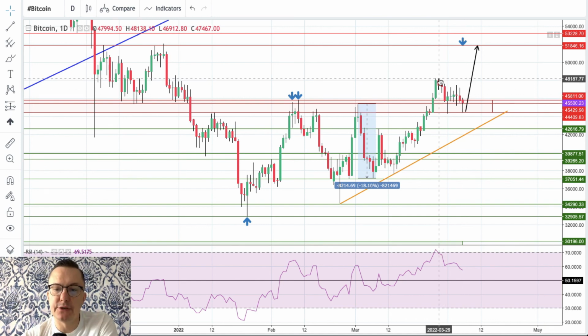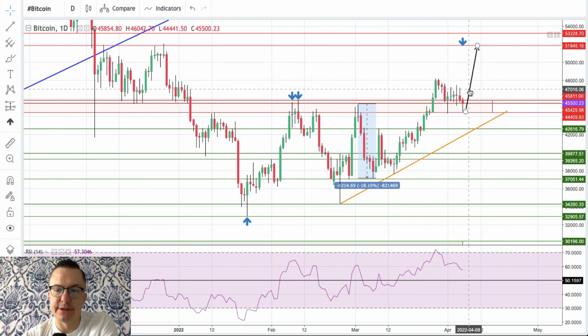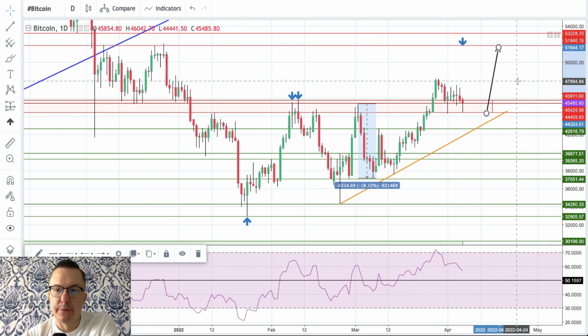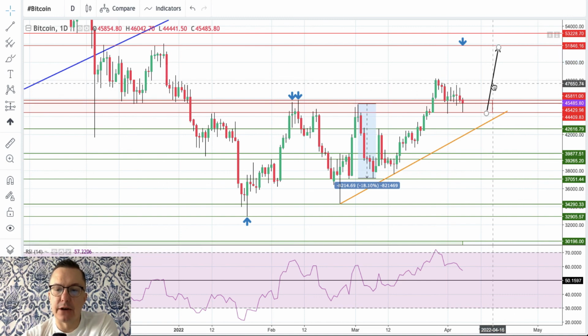We first need to break above 48,200. This is the high from the 28th of March, and then fly high towards 50, and then 51,846 technical resistance. So there is still a chance to develop the black arrow scenario, as long as the level of $44,409 is not clearly violated.